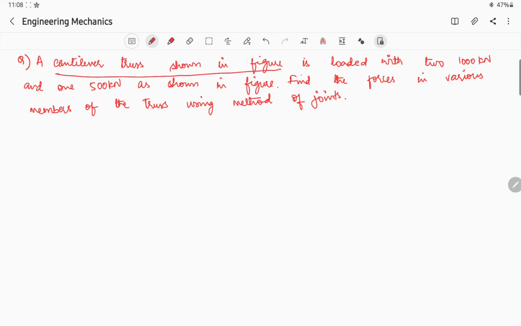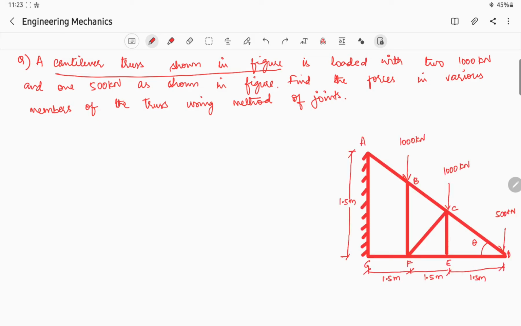Okay, so we'll draw the truss now. This is the frame given to us in the question. There are 2000 kilonewton loads and one 500 kilonewton load at points B, C and D respectively, and we have to calculate all the forces in each member.